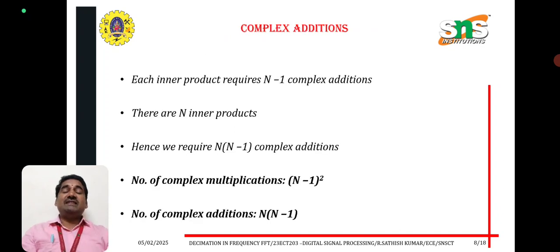Complex addition means each inner product requires N minus 1 complex additions. There are N inner products, requiring N into N minus 1 complex additions. Therefore, the number of complex multiplications is N minus 1 the whole square, and the number of complex additions is N into N minus 1.